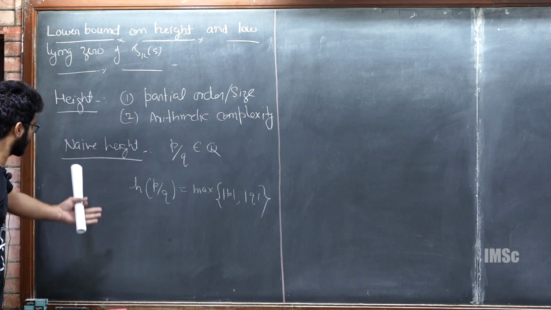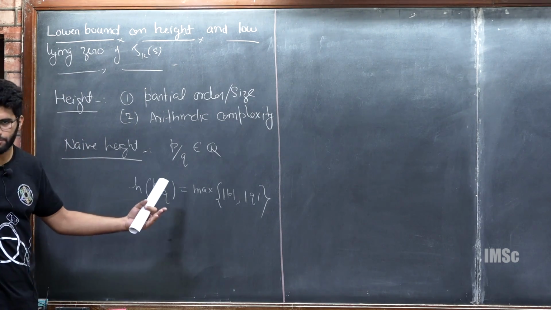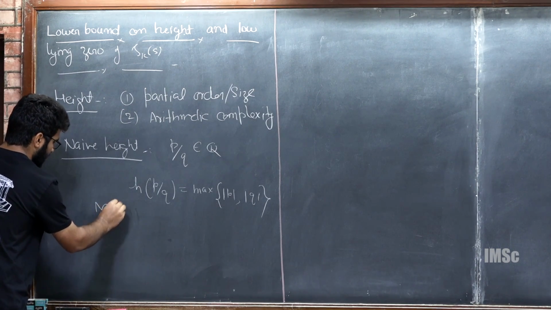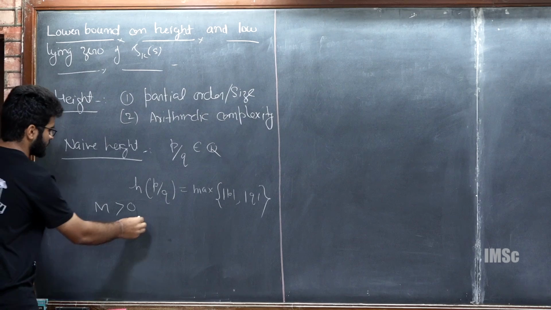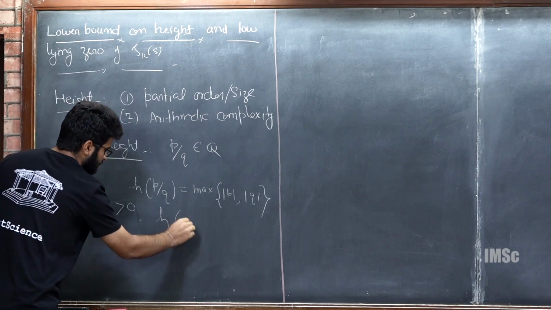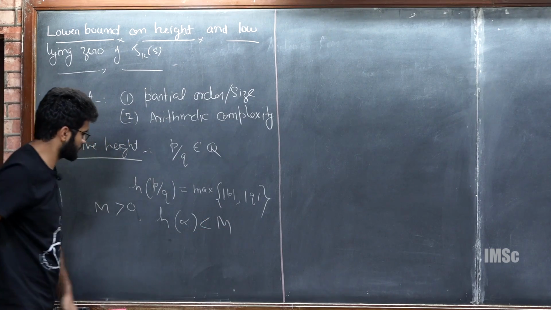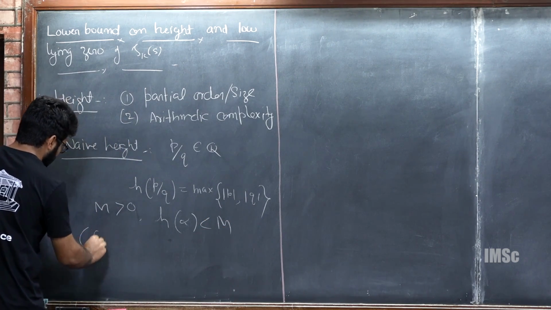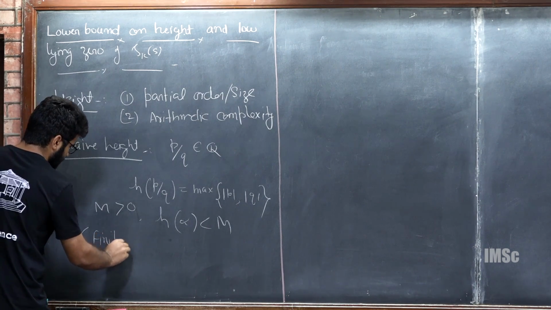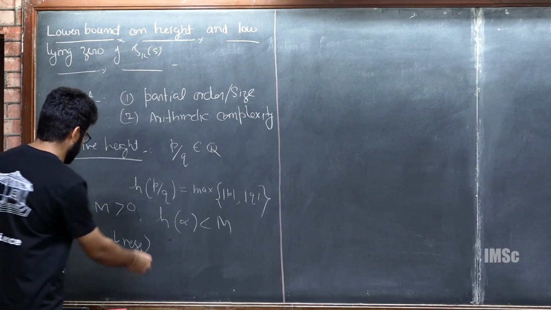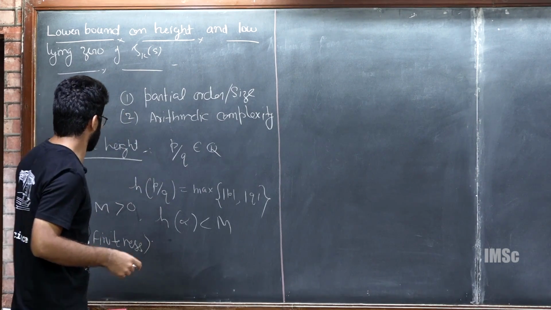So if you see clearly, this function has some nice property. If you pick some real number m greater than 0 and ask how many rational numbers are there whose height is bounded by m, that turns out to be finite. This is called the finiteness property of height, and it plays a crucial role in many instances.